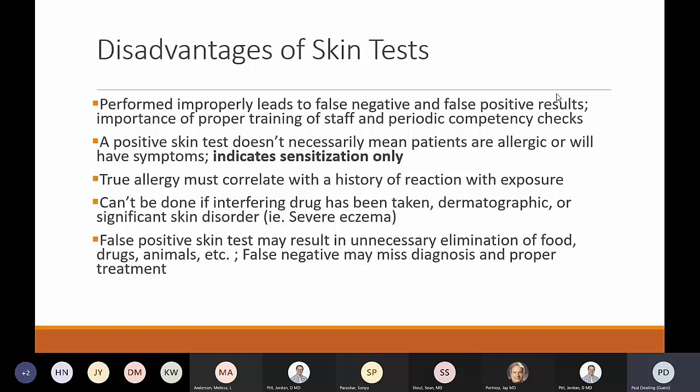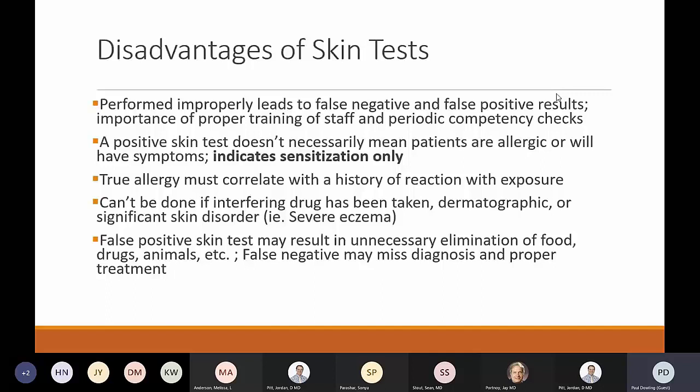And the second year fellows, Don, Jordan, and Hannah, heard me say that time and time again, and it probably haunts them in their sleep, the number of times I said that to them, but it only indicates sensitization. The most important part of that is getting a good history. So you have to have not only a positive skin test, but you have to have a history that correlates with exposure to that allergen, that you have actual symptoms, and the two of those make a diagnosis of an allergy.